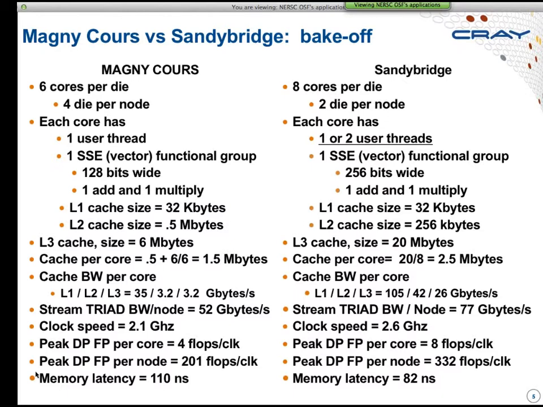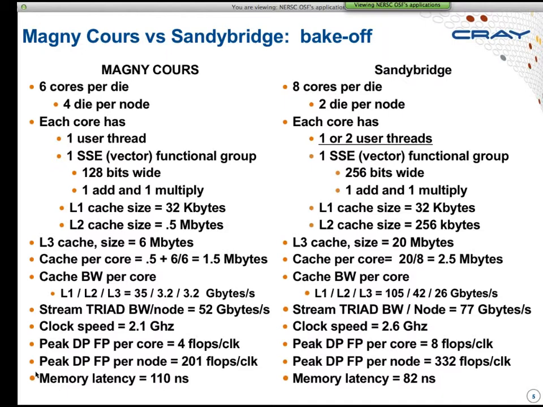Okay? Now we're going to get into caches, and this is going to be interesting. We're still under the core basis, right? The left-hand side has a cache size of 32 kbytes, right-hand side 32 kbytes. They're very similar there as well. Left-hand side, 0.5 megabyte. Right-hand side, 1/4 megabyte. So actually, the Magny-Cours has a larger L2 cache than Sandy Bridge.